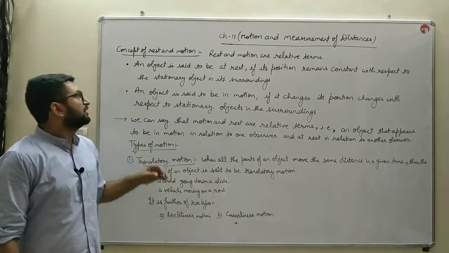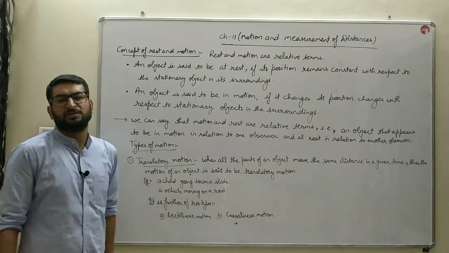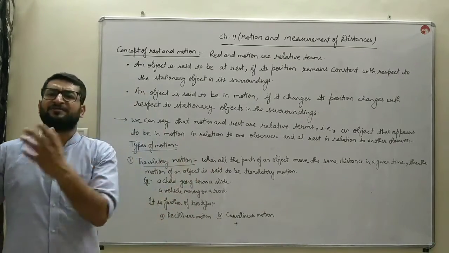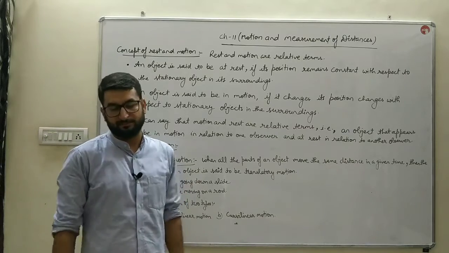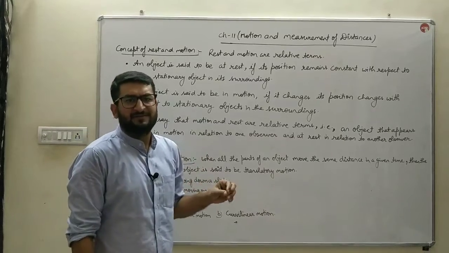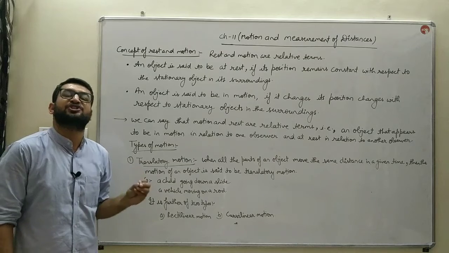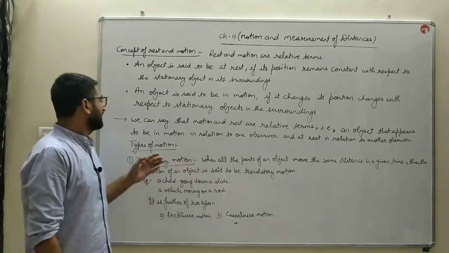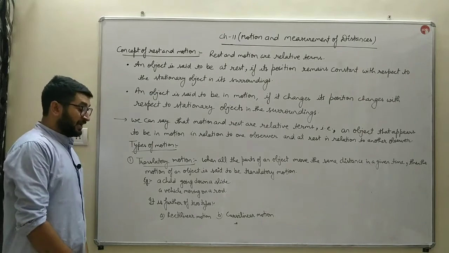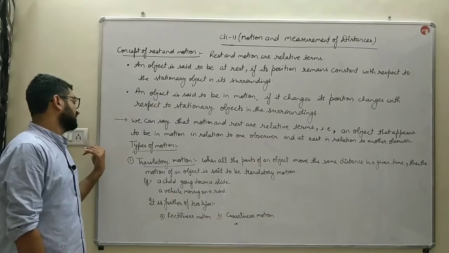Now we will discuss the concept of rest and motion. Rest and motion are two relative terms. There is no meaning of either rest or motion alone. An object is said to be at rest when that object does not change its position with respect to a stationary object. This corner of the board is a stationary object. If I am standing next to it, that means I am at rest and this is also at rest.